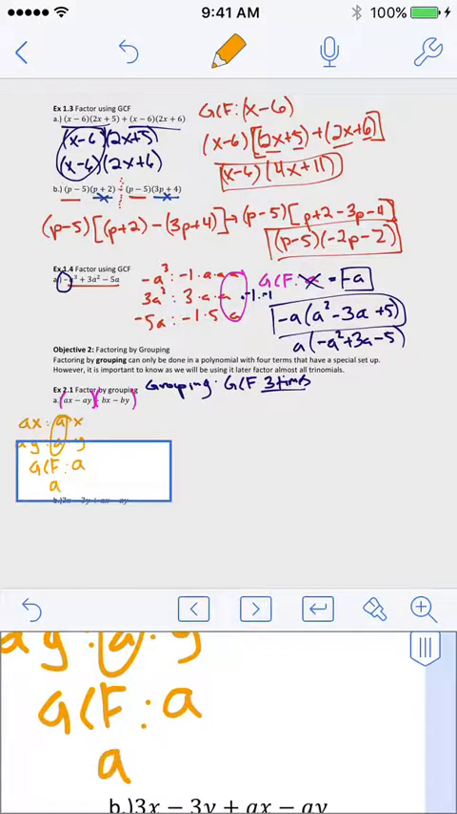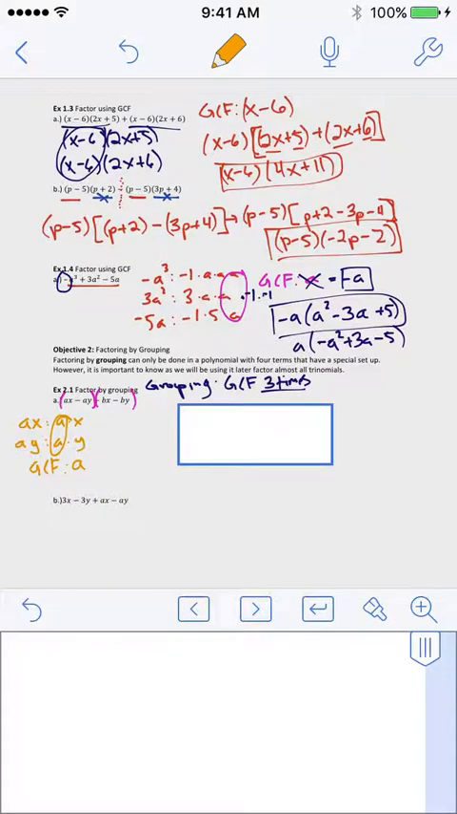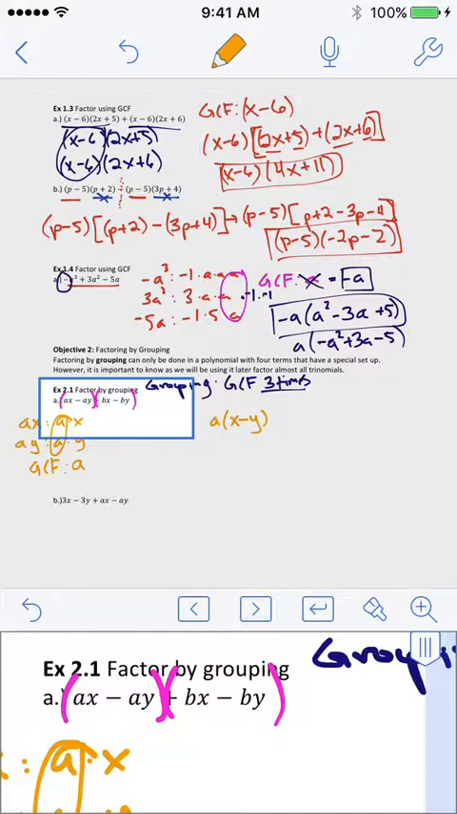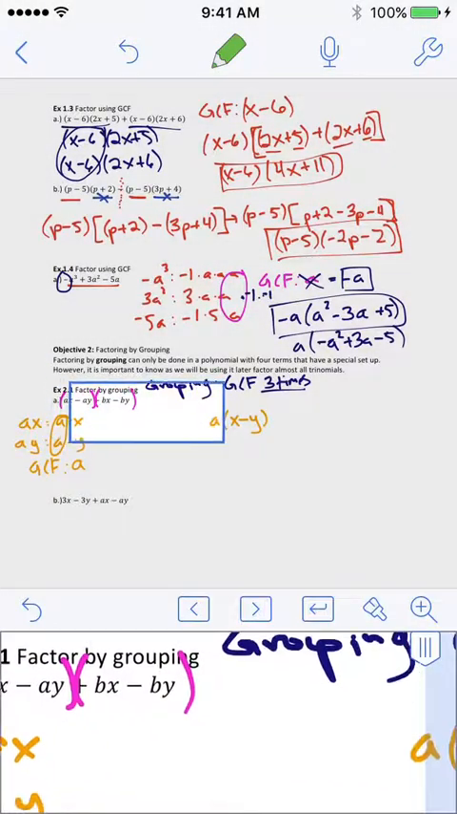So down here I have A. What's left over is X minus Y. I'm going to write it over here. A times X minus Y. Right? That was the first group. Now I'm going to do the exact same thing for the second group.